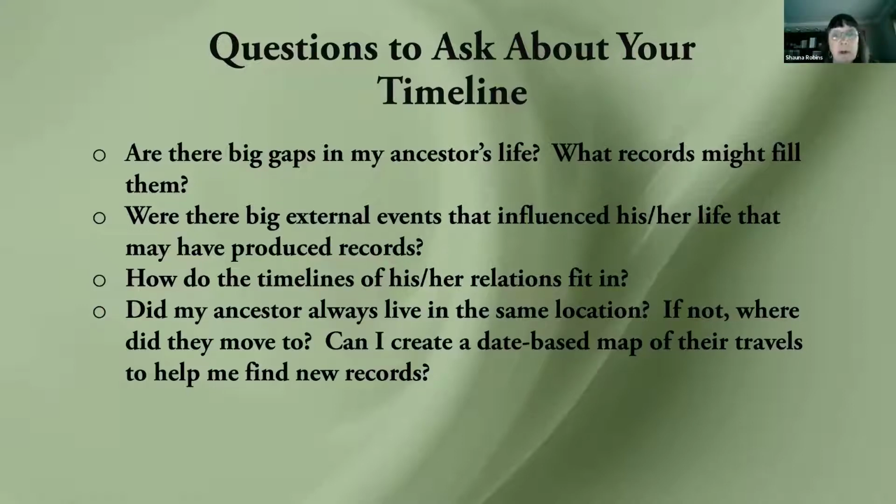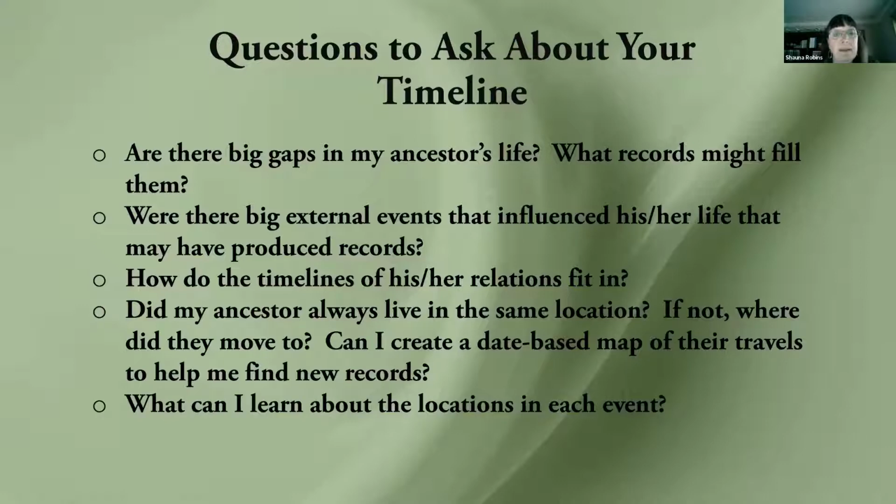Did your ancestor always live in the same location? If not, where did they move? And can you create a date-based map of their travels to find new records? And finally, what can you learn about the locations in each event? Sometimes learning about where they lived and kind of what was going on in that area helps us better understand why they stayed or why they left.